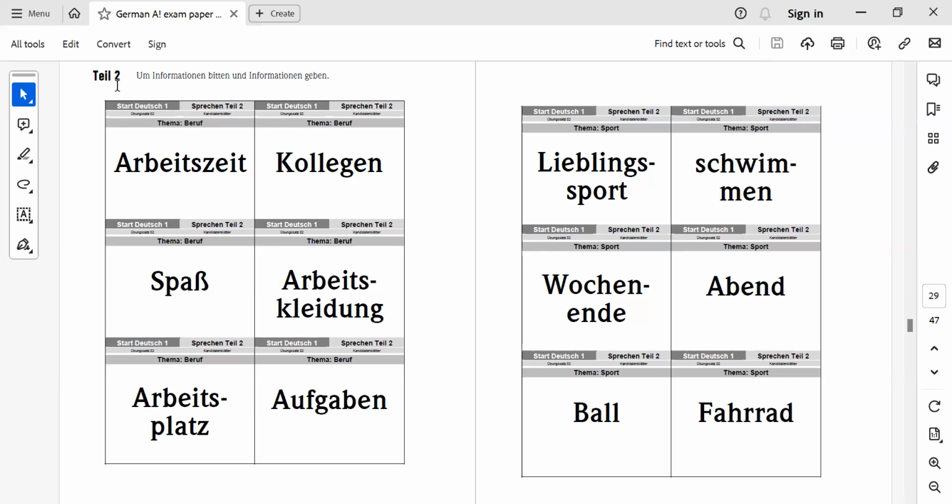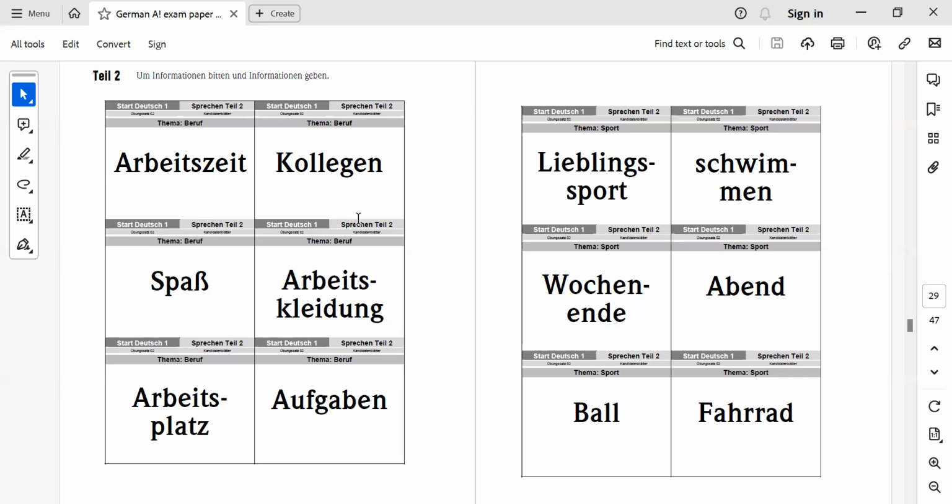Thema means, so Teil 2 we are going: Informationen bitten, Informationen geben. So this is a Partnerarbeit, we call it Partnerarbeit, meaning partner work. Your partner and you will be given 2 cards. Suppose she or he is giving you Arbeitszeit and Kollegen. You should know the meaning of this, then only you can make a question.